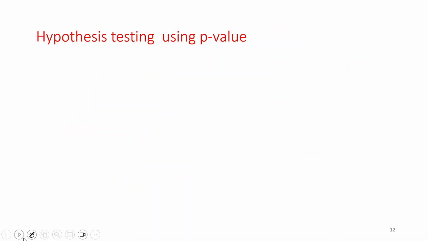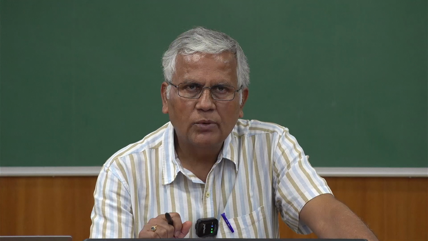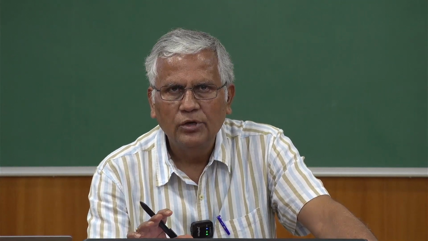Hypothesis testing using p-value. This p is something we also need to know. It is also very simple. Once I go through it, you'll be able to appreciate immediately. P-value is the probability of getting a test statistic equal to or more extreme than the sample result, given that the null hypothesis is true.